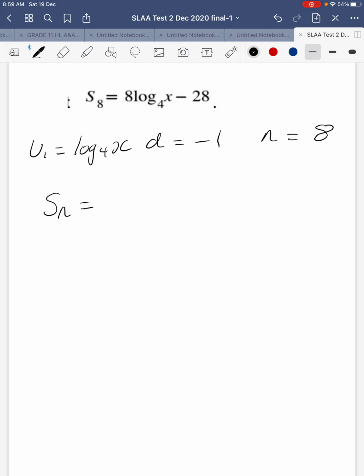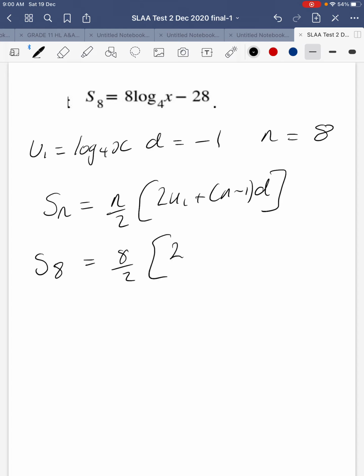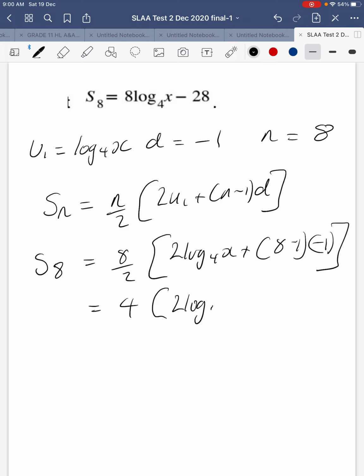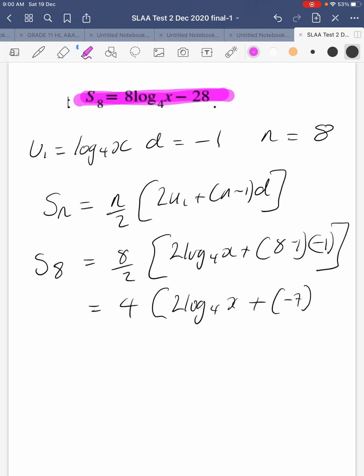So I'm going to do this second formula, n over 2 times 2u1 plus n minus 1 times d. So substitute 8, 2 log to the base 4 of x plus 8 minus 1, -1. Make sure you get the -1 in brackets because you know you're multiplying. So this is 4 times 2 log to the base 4 of x plus 8 minus 1 is 7 times -1 is -7. And can you see that this is what we're heading towards at the top here? It looks like we've actually got exactly the format we need when we expand it.